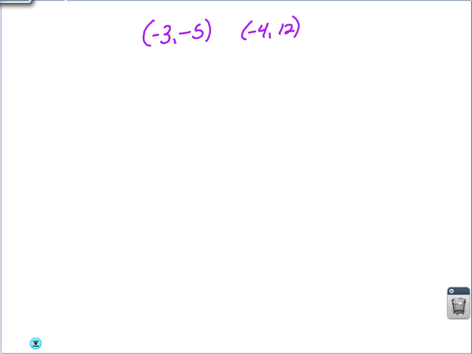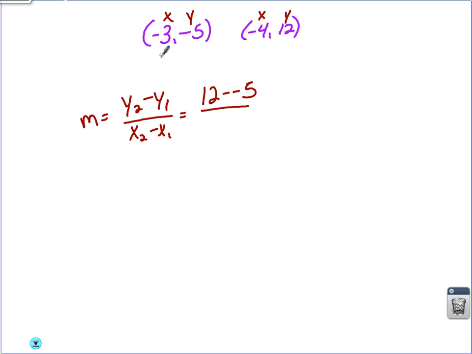Now, another way that we could solve this type of problem is we need a slope and a y-intercept. So since we only have 2 points, what I would do first is find my slope. Given points, we can find slope by using the slope formula, y2 minus y1 over x2 minus x1. In this problem, keep in mind, anytime you have a point, you have x's and y's. The second y minus the first y would be 12 minus negative 5. The second x minus the first x would be negative 4 minus negative 3. And again, anytime we have 2 minuses, we make it a plus. That would be 17 over negative 1, or negative 17.